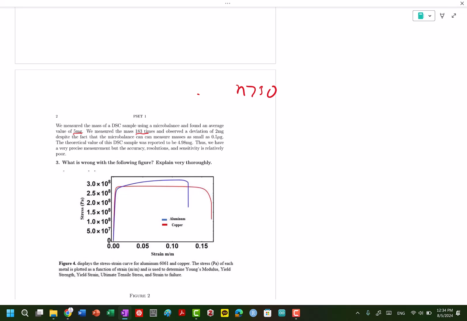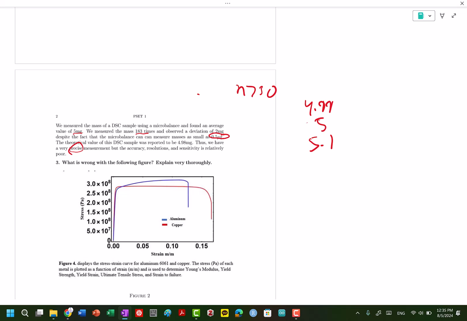So very precise. Precise means the deviation in your measurements. So if I'm measuring 5 milligrams, 5.1, 4.99, this would be something with very, very high precision. But we're saying that we have a deviation of 2 milligrams. So we're getting plus or minus 2 milligrams, even though our microbalance has very, very high resolution and very, very high sensitivity. So actually we have very, very poor precision.